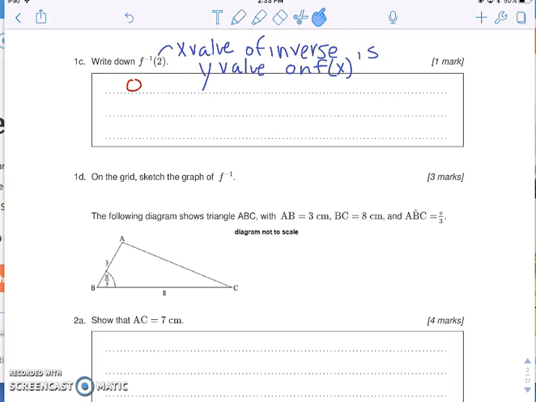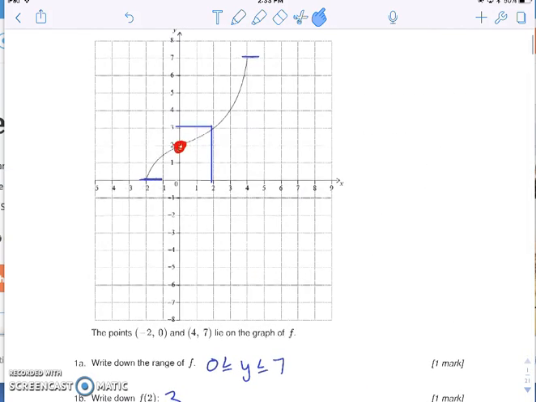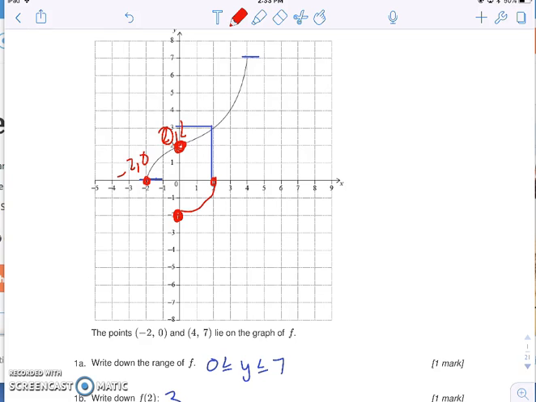On the grid, sketch the graph of the inverse. So remembering, inverse is switching x and y. If we start with this point, negative 2, 0 becomes 0, negative 2. This is 0, 2 becomes 2, 0. This was another good coordinate right here: 2, 3 becomes 3, 2. Kind of goes out a little bit. And where does it end right here? 4, 7 becomes 7, 4. 1, 2, 3, 4. So it looks something like that.